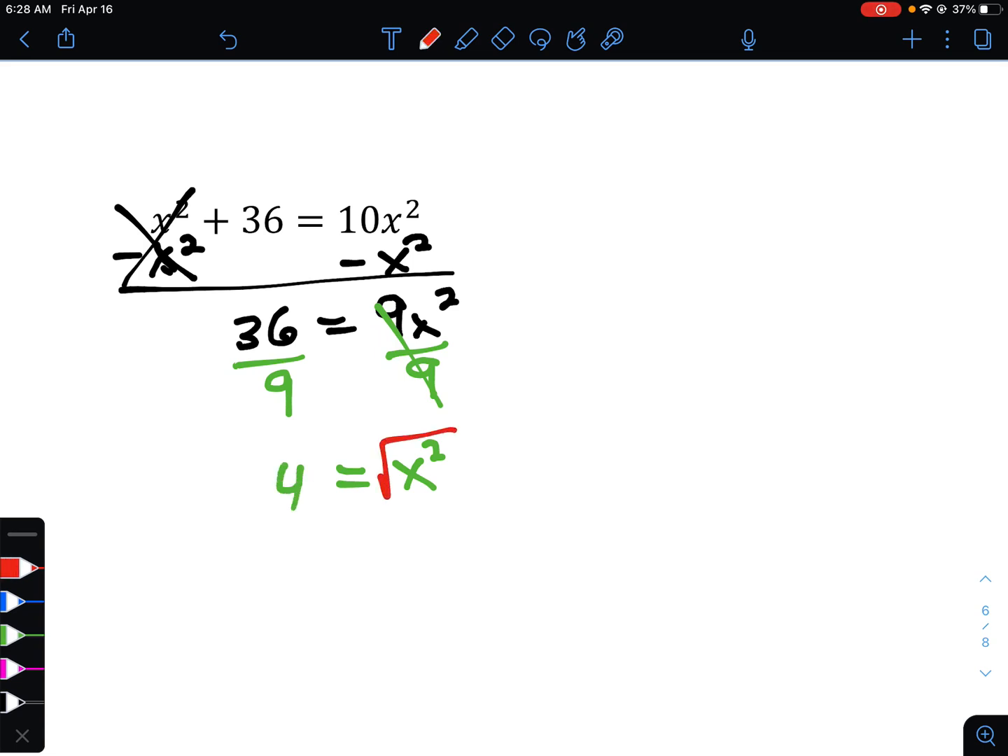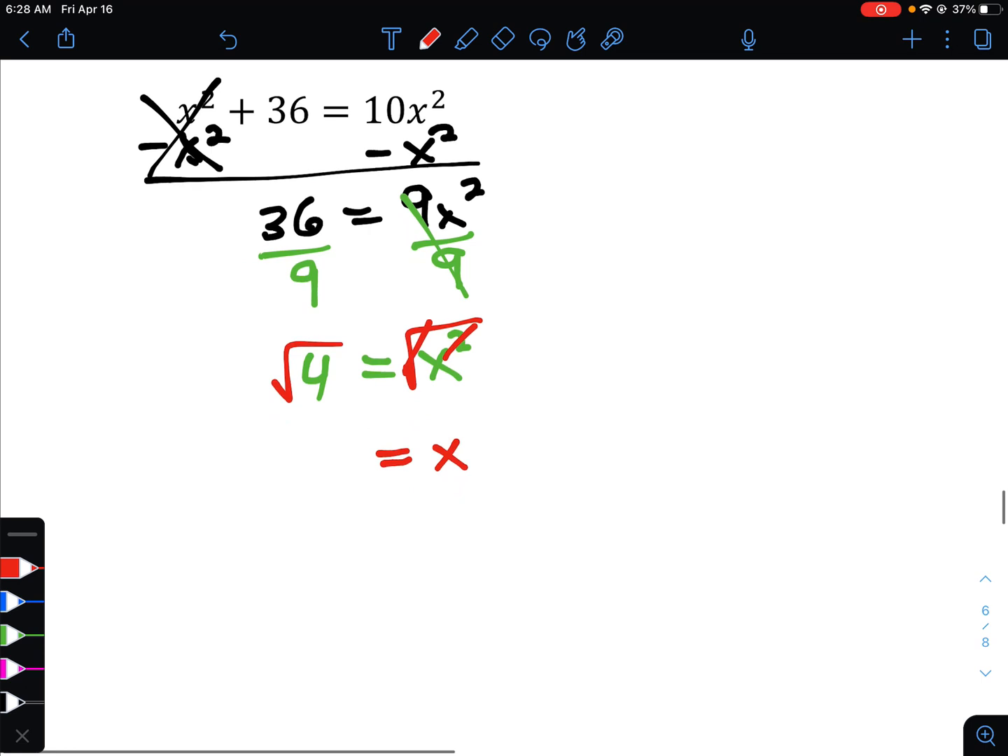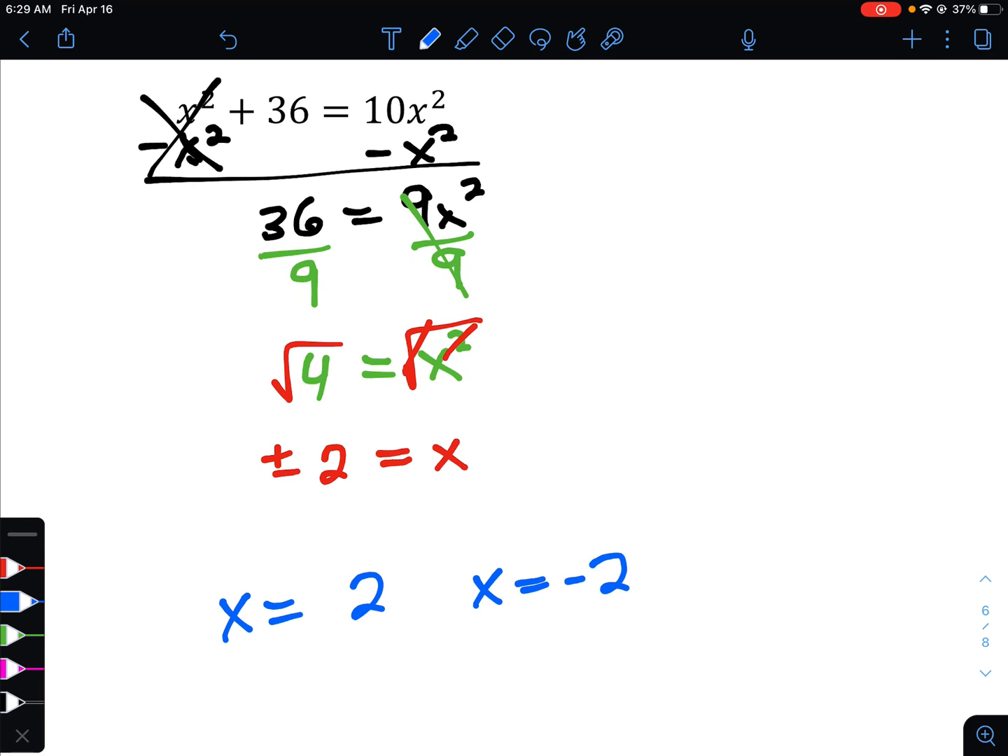And now we're ready to take the square root of both sides of our equation. So on the right side, we're left with just x. And on the left side, the square root of 4 is 2. And just make sure to put plus and minus. So your two options this time are that x equals 2 and also that x equals negative 2.